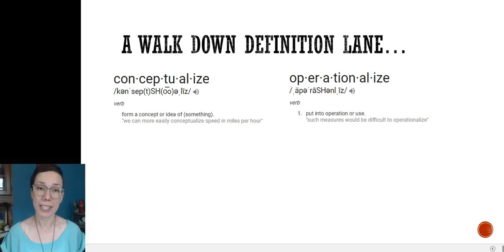So this gets at the previous example I was talking about. If we're working with something that is a little bit fuzzier, we have to be really clear about, how am I conceptualizing this?